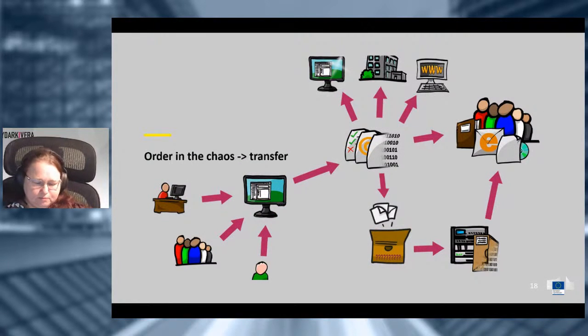When we have the order in the chaos, it's possible to transfer. Even if I know we also have to transfer the chaos sometimes, depending on where we are, how old the material is, and so on. But the thing is that we have a citizen contacting an agency, or in my case, one of my municipalities, and they actually submit information that is stored in, for example, a records management system. That information in its turn needs to be transferred to other agencies.